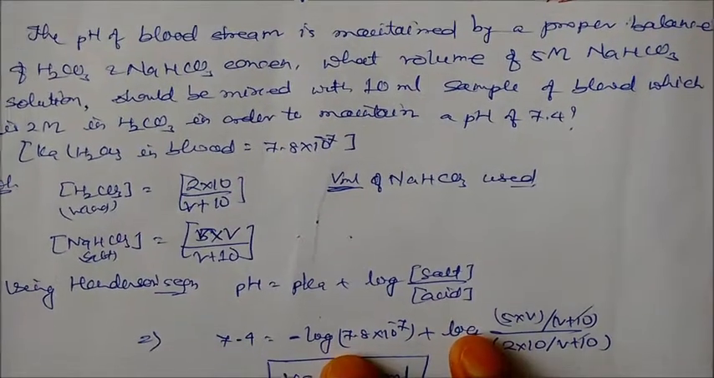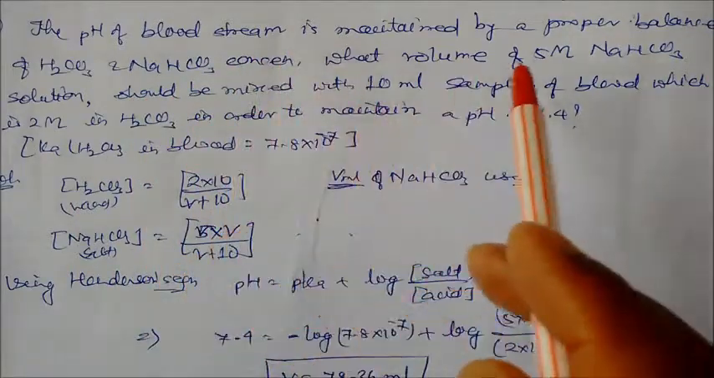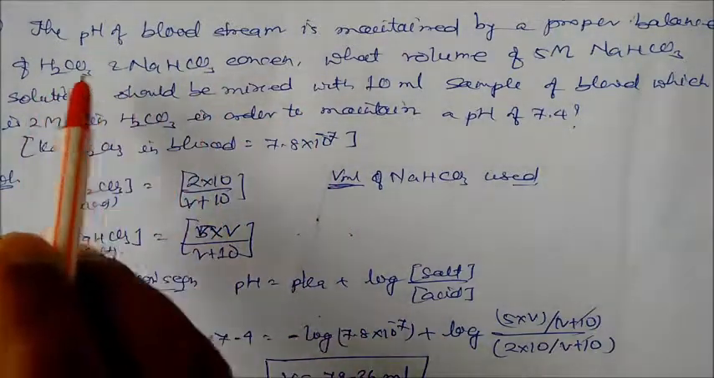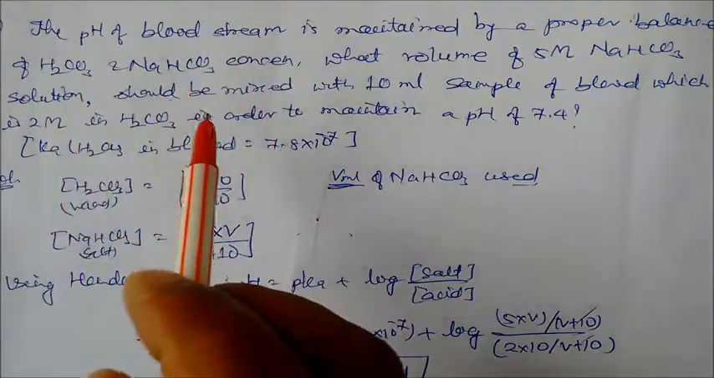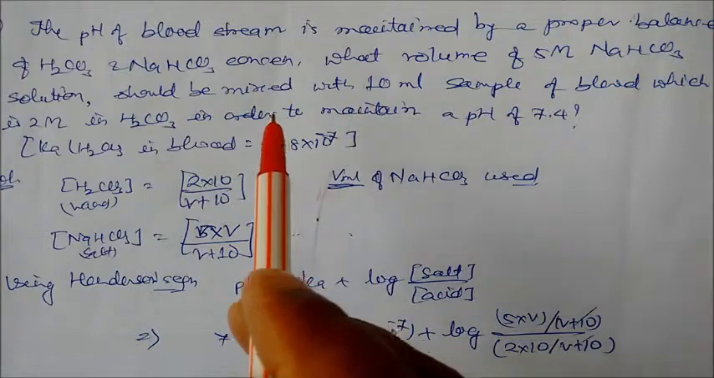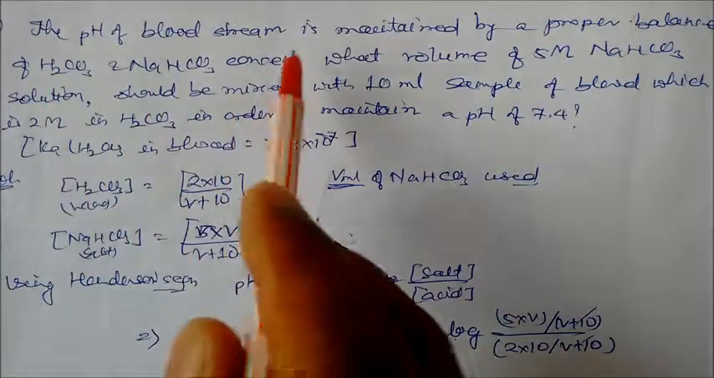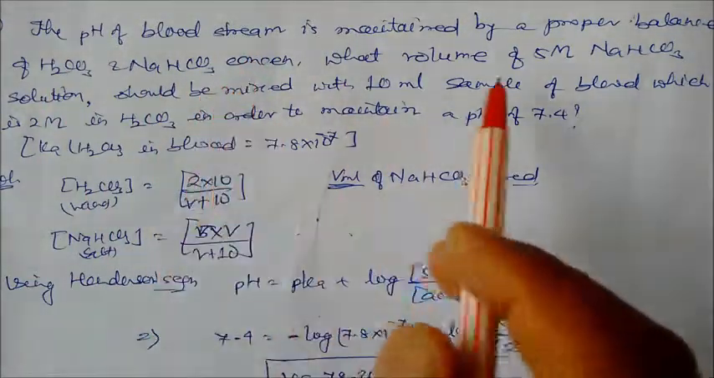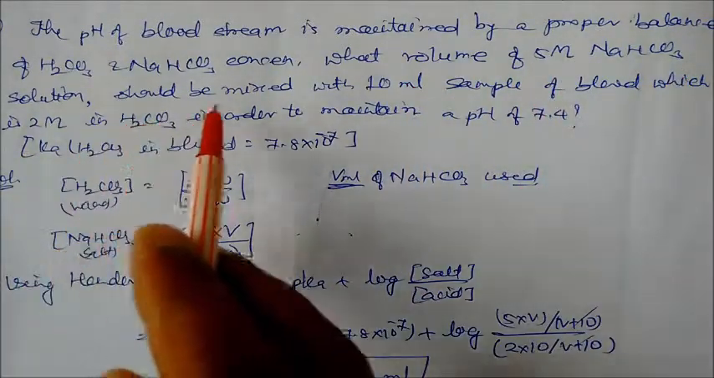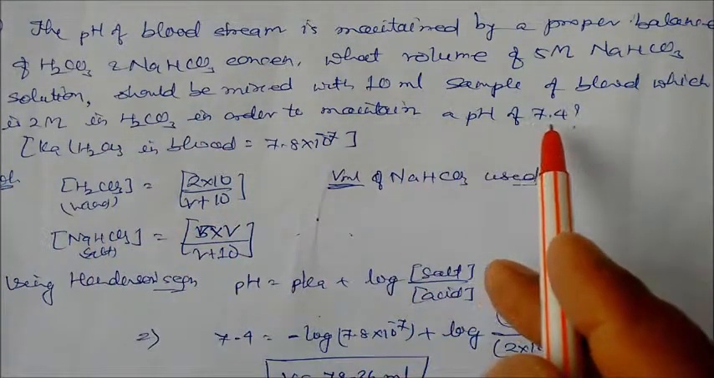One more important question which is often asked in competitions. The pH of the blood stream is maintained by a proper balance of H2CO3 and sodium bicarbonate concentration. These are two substances present in our blood stream. They make our blood a buffer, and in this condition many biochemical reactions are possible. Due to this buffer, many biochemical reactions easily take place in the blood stream. Now, what volume of 5 molar sodium bicarbonate solution should be mixed with a 10 ml sample of blood, which is 2 molarity in H2CO3, in order to maintain a pH of 7.4?